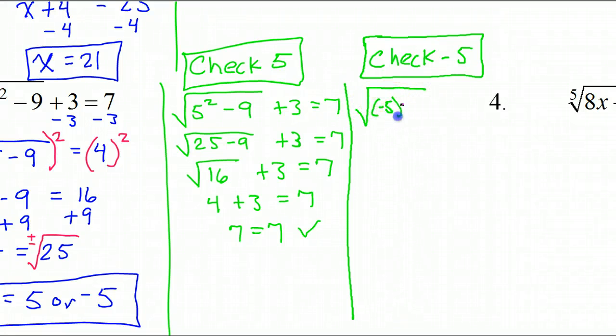negative 5 squared. Mr. Gillenwater, if you're in the building, would you please dial extension 123? Mr. Gillenwater, would you please dial extension 123? Good old Mr. Gillenwater.